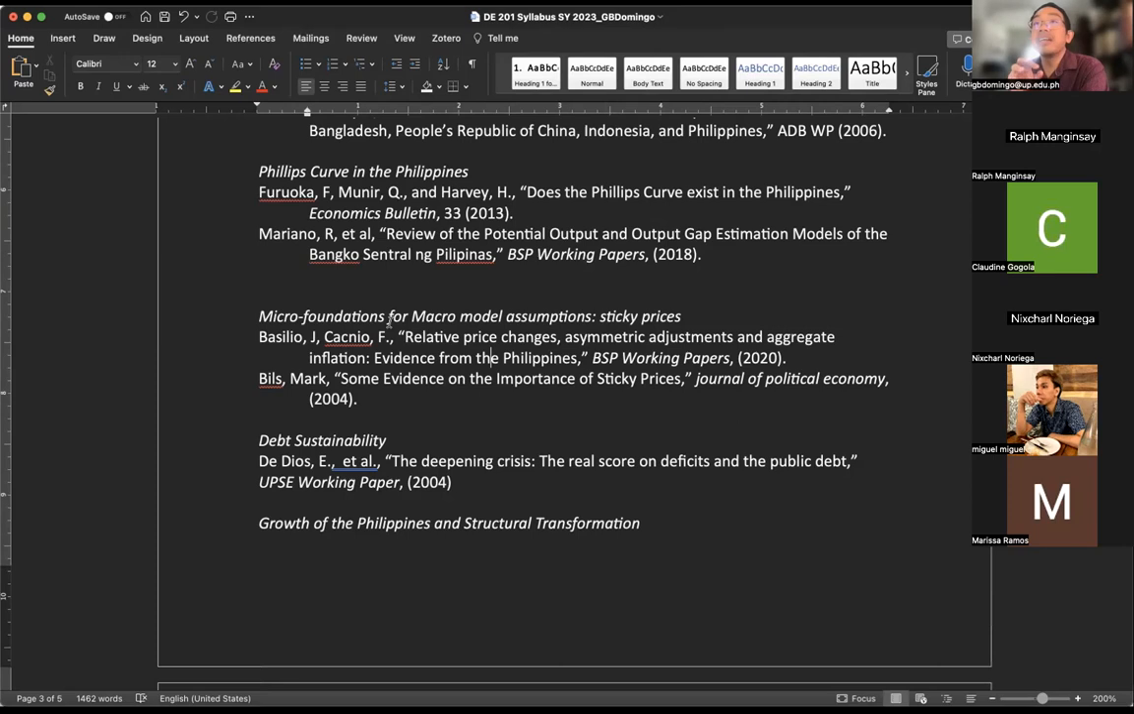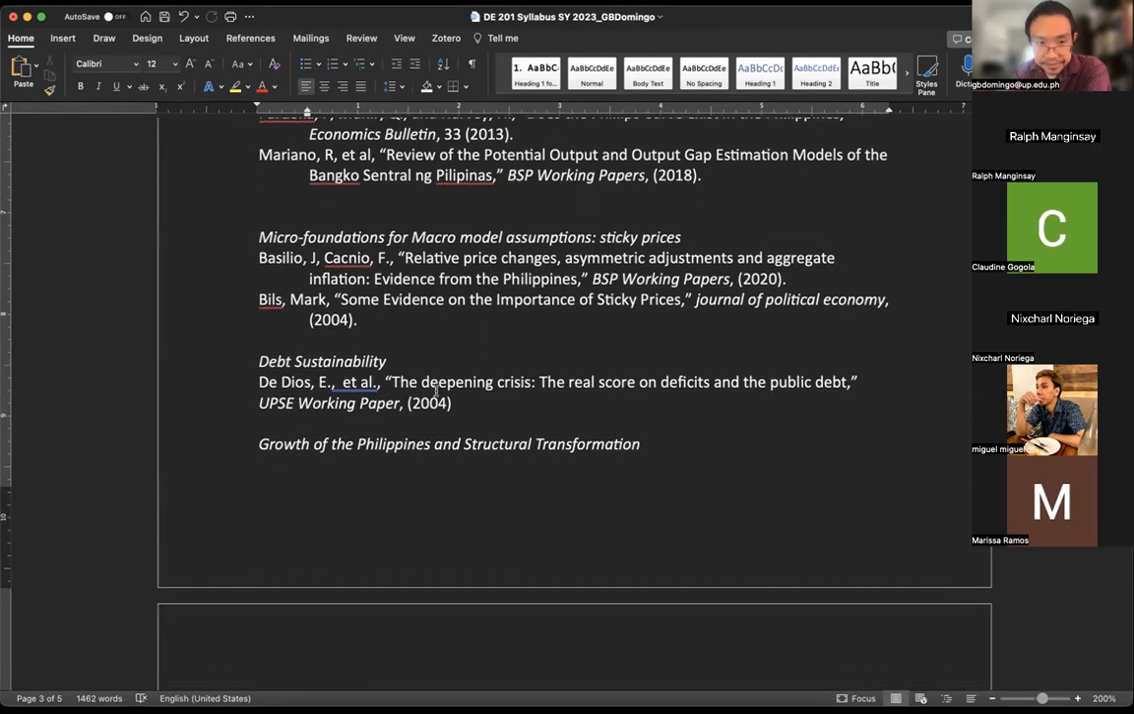So in the most advanced models of this, you've got really advanced new Keynesian models that are very high-tech, and they explicitly have an assumption in there for sticky prices. And the whole question is, ano yung sticky prices literature sa Pilipinas? Is it true that prices are sticky in the Philippines? We'll be talking more about this later, of course.